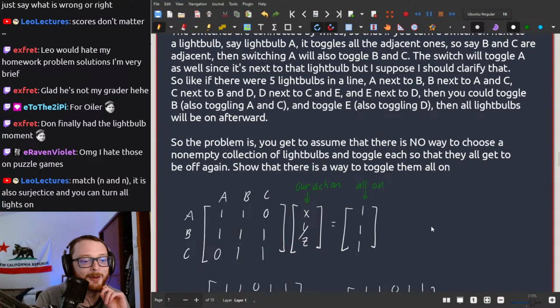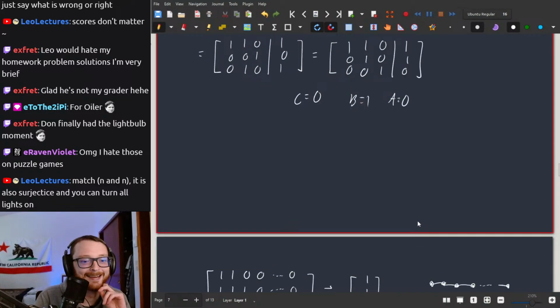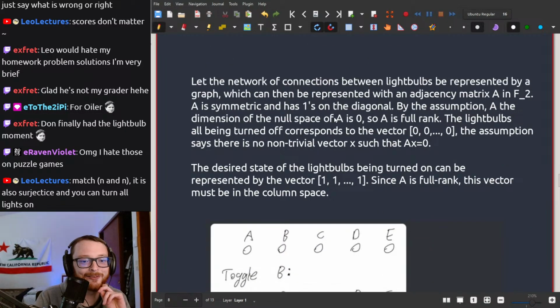You hate those puzzle games? The answer isn't all that hard, but it took me a while to understand the question and wrap my head around what's actually happening.